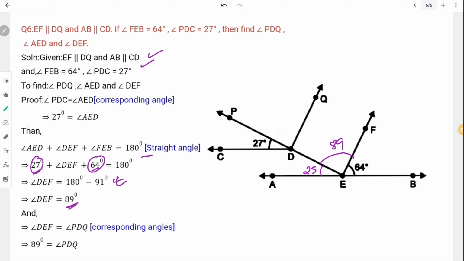Now the last is what? PDQ, right? So remember this, we're going to find this, but you can see that this and this are again corresponding angles. So if this is 89, even this has to be 89 degrees.